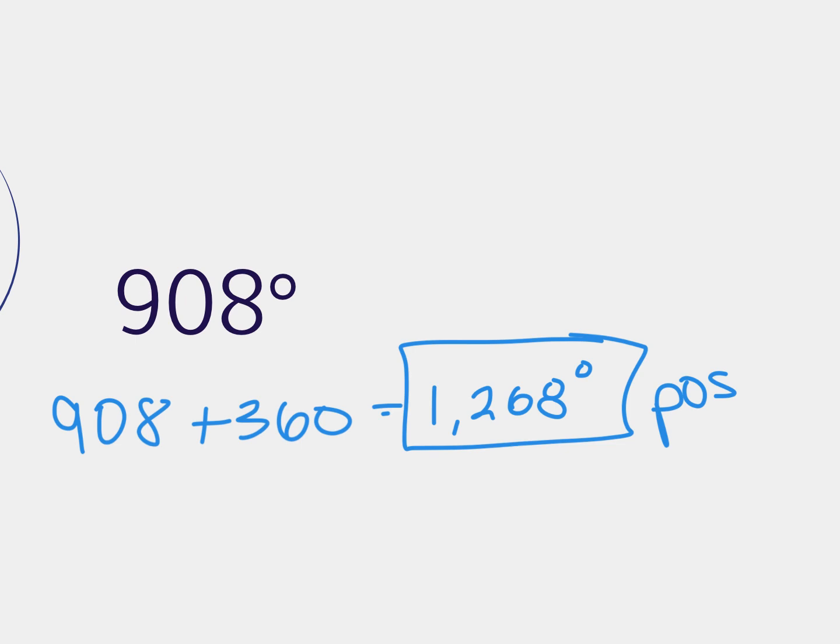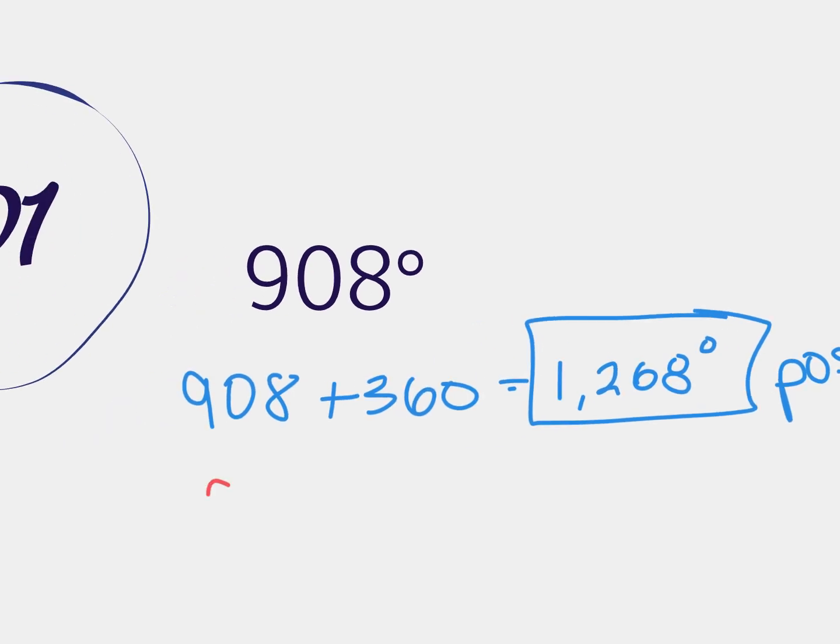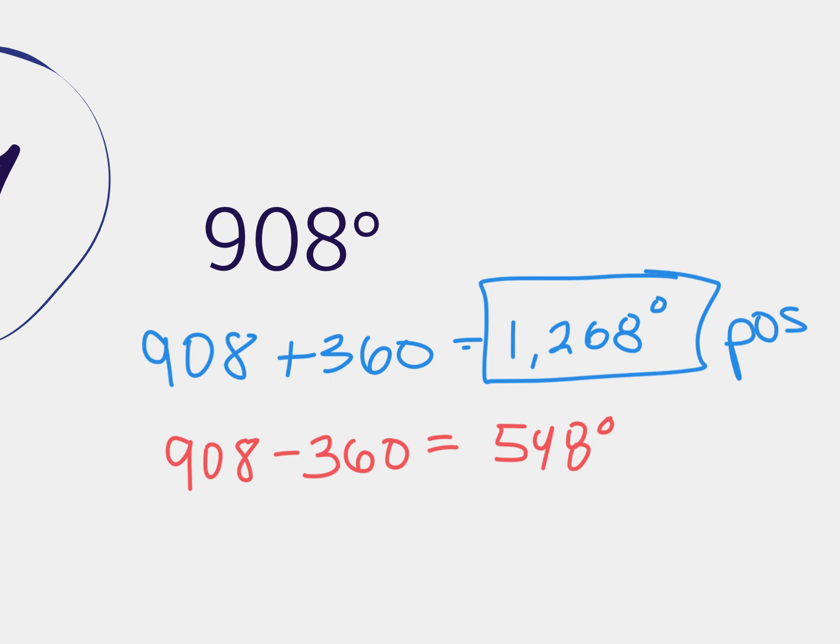So how would I find a negative one? I'm going to take 908 and I'm going to subtract 360. When I take 908 and I subtract 360, what do I get? 548. Is that a coterminal angle? Yeah, it just is what kind of one? This is another positive one. So that could be an answer for one positive.